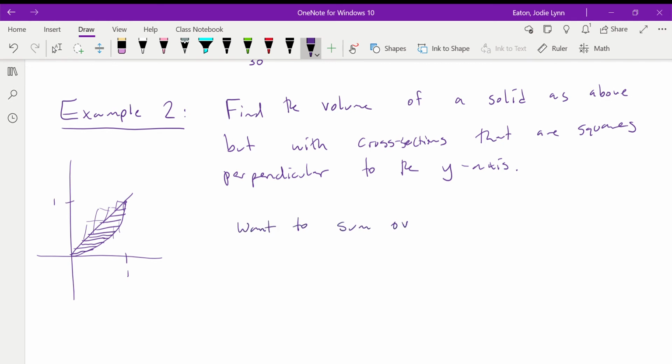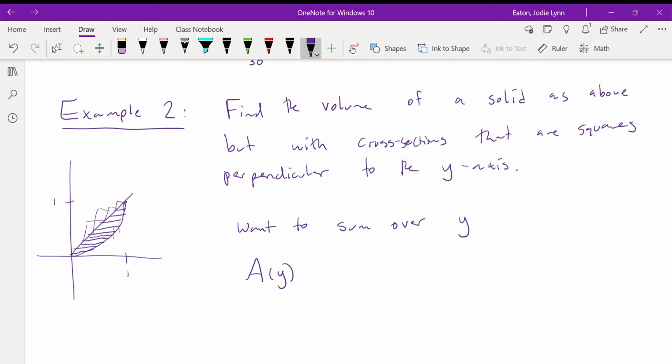So what we have to think about now is that we want to sum over y. We want our area to be in terms of y, so we need an A of y, and we want the little distance between those prisms that are right next to each other to be dy and not dx. So we need to write everything as a function of y and not a function of x, including the length that's going to be the base of our square.